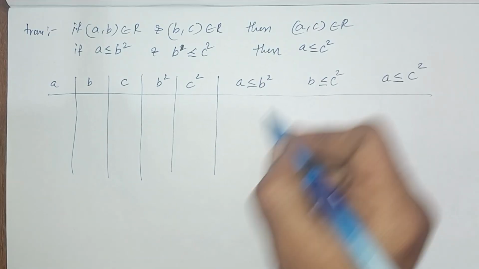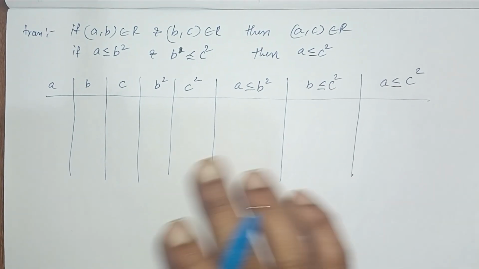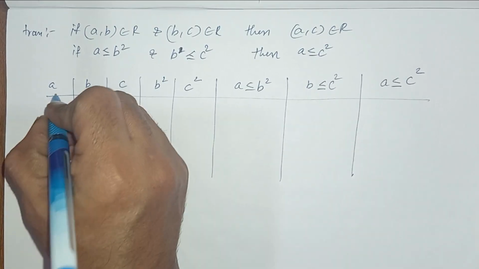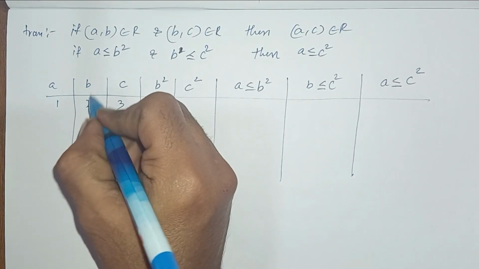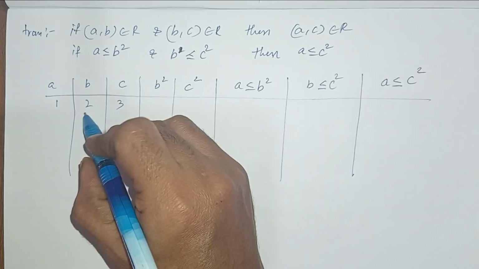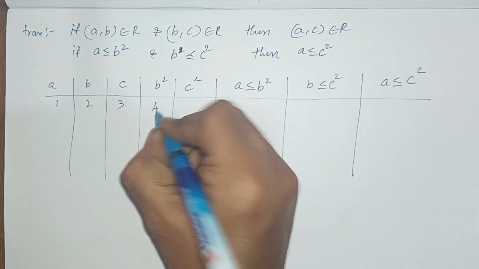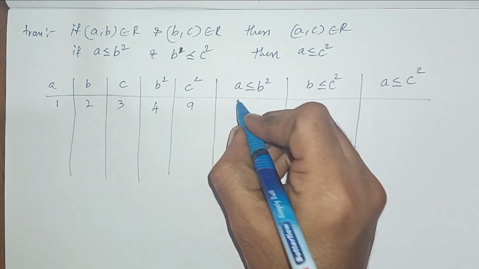So we'll take the values and we'll check whether this is going to satisfy the condition or not. So first we'll take 1, 2 and 3. Here the A value is 1, B value is 2 and C value is 3. So B square is nothing but 2 square is 4 and C square is 3 square is nothing but 9.